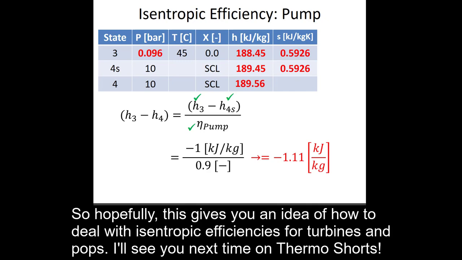So hopefully this gives you an idea of how to deal with isentropic efficiencies for turbines and pumps.